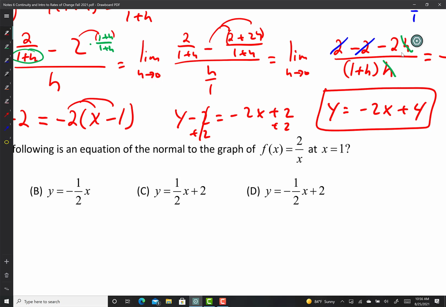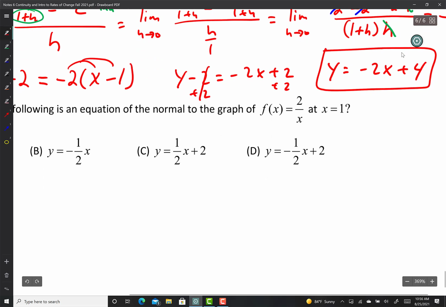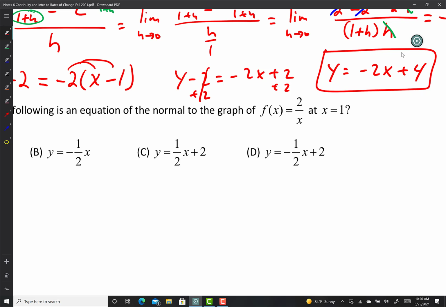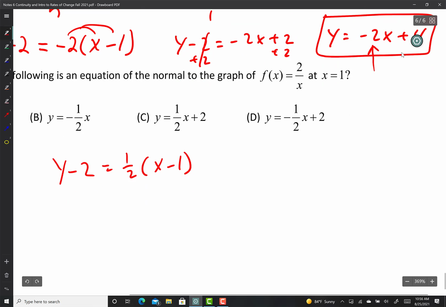All right, let's get back to business, guys. So, what is the relationship between a tangent and a normal? Perpendicular slope. So, what is my new slope? 1/2. So, you're just going to go y minus 2 equals a positive 1/2 x minus 1. That's it. That's all you're doing. And now you're just solving for y, guys.